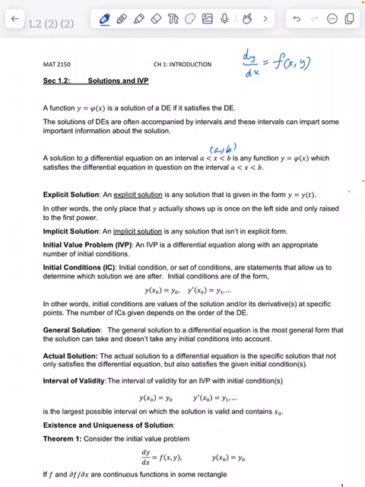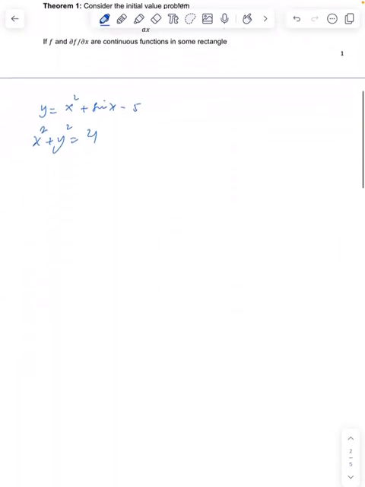Okay. The next thing is initial value problem. So initial value problem, abbreviated as IVP, is nothing but a differential equation. The extra thing here is that some extra information is given, which is the initial conditions. Now, initial conditions depend on the order of the differential equation. If it's a first order differential equation, then only one condition is given. So the number of conditions is equal to the order of the equation.